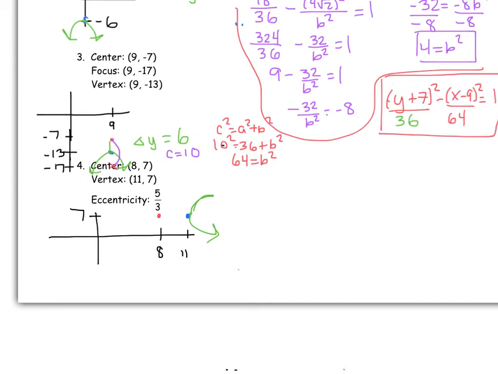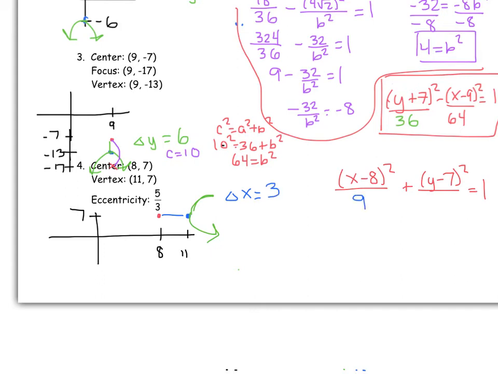I already have the center, so I can start my equation. Just by plugging that in, I've got x minus 8 squared over something plus y minus 7 squared over something equals 1. And I already know that my x distance from 8 to 11 is a distance of 3. So underneath x, I'm going to plug in 9.